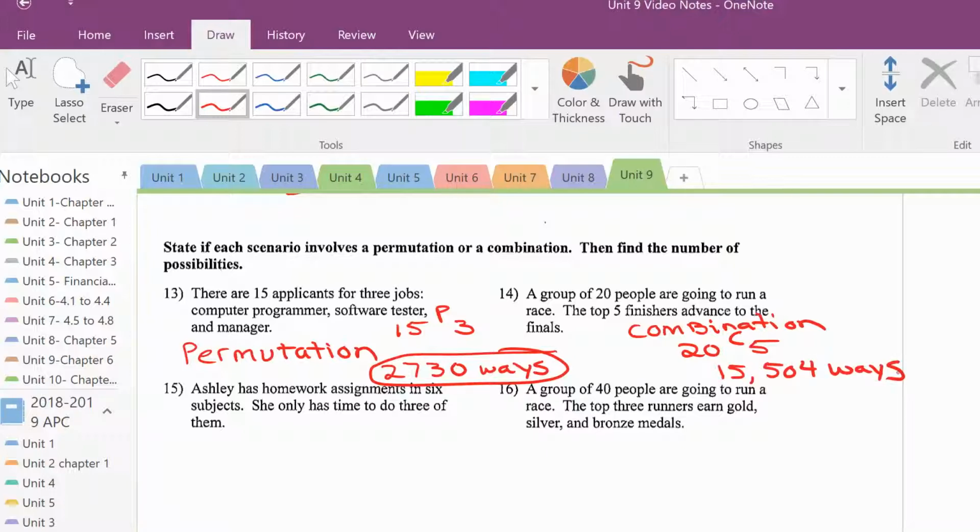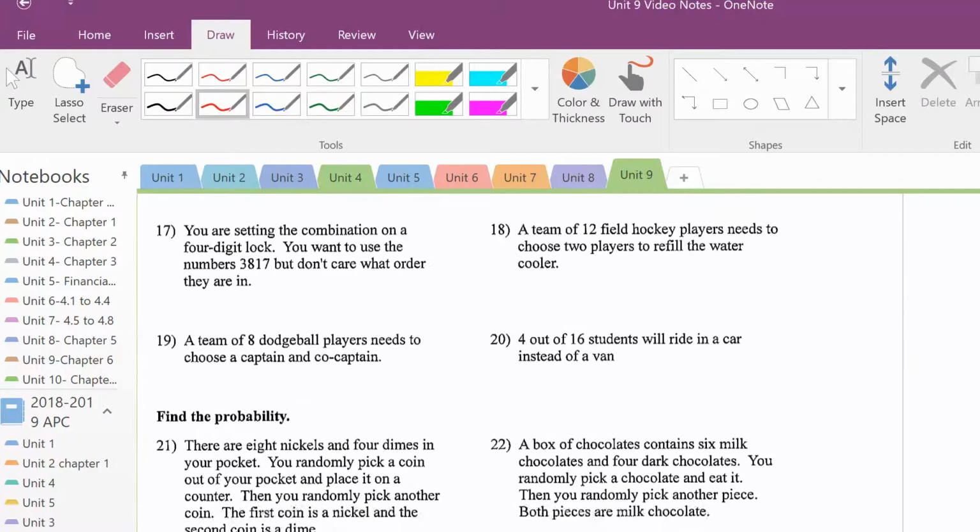All right, you can do the next 2 on your own and check the answers online. Let's move to some other ones.